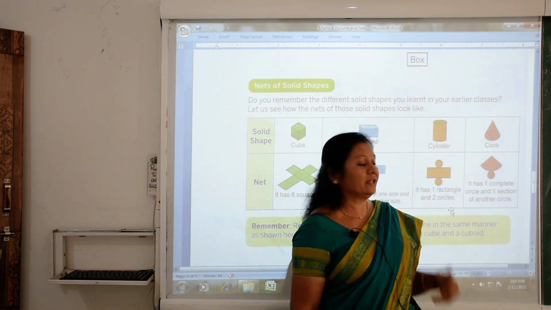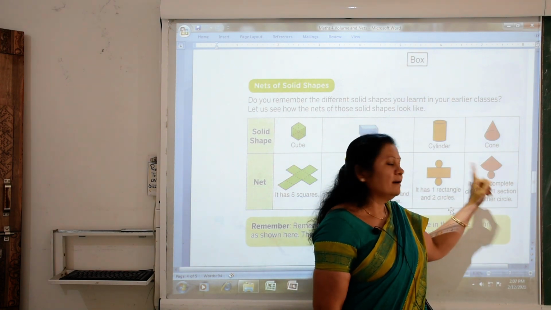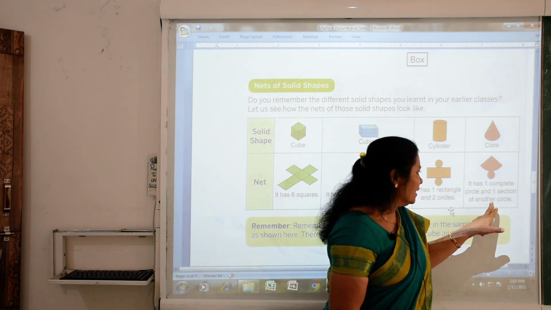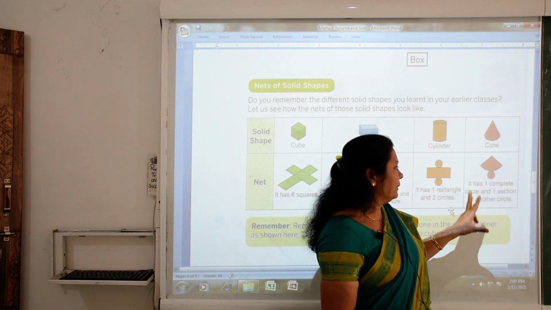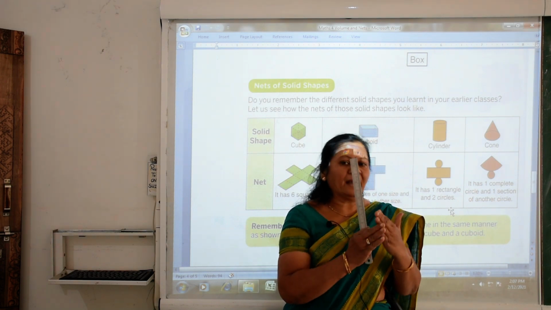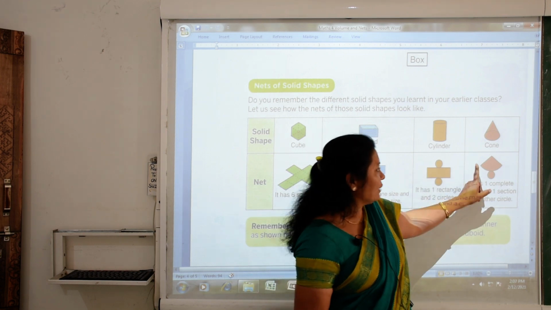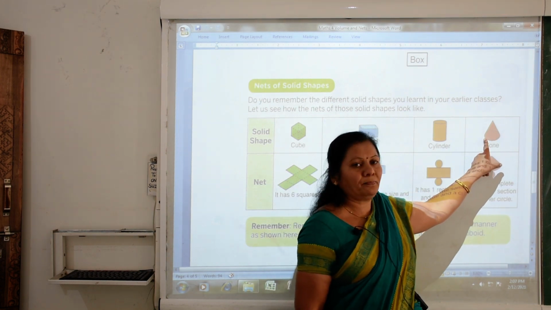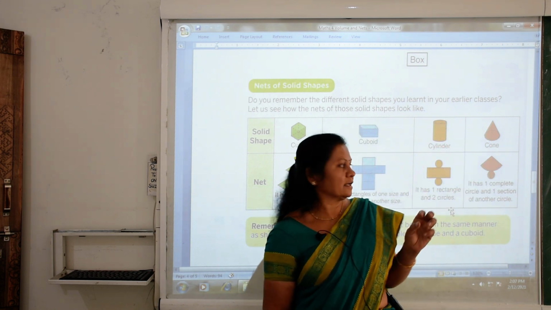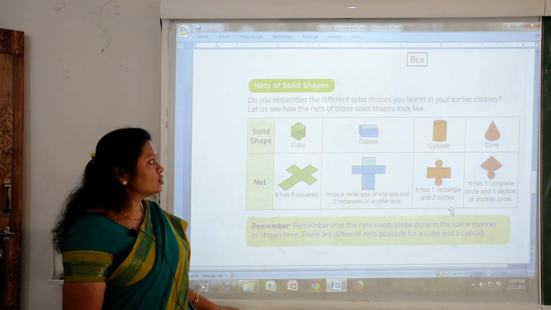we open this cone, it has 1 complete circle and 1 section of another circle. One is a complete circle and the other is a part of a circle. The downside that you see here shows a full circle and a different part showing a part of a circle. So this way you can find out the net of any solid object.